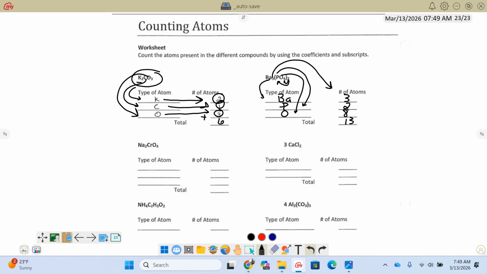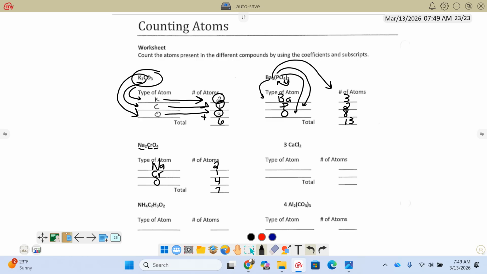One more together, and then you will work on the rest of this on your own. Sodium, chromium, and oxygen. Our sodium is 2 because it has a subscript of 2. Chromium, there's no coefficient and no subscript for it, so it's a 1. And oxygen is simply a 4. If we total those up, it should be a total of 7.